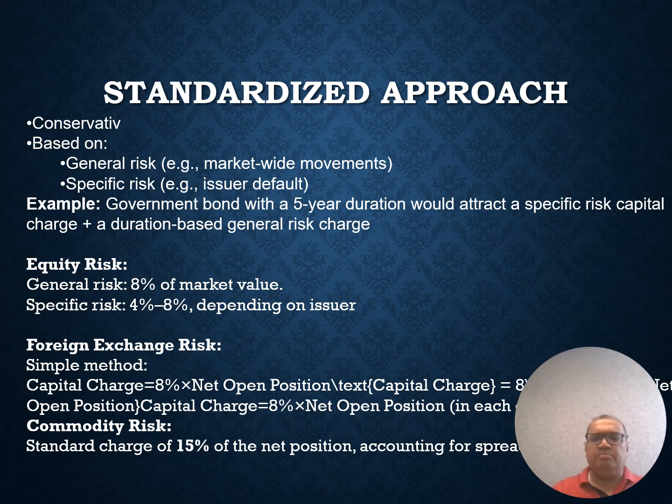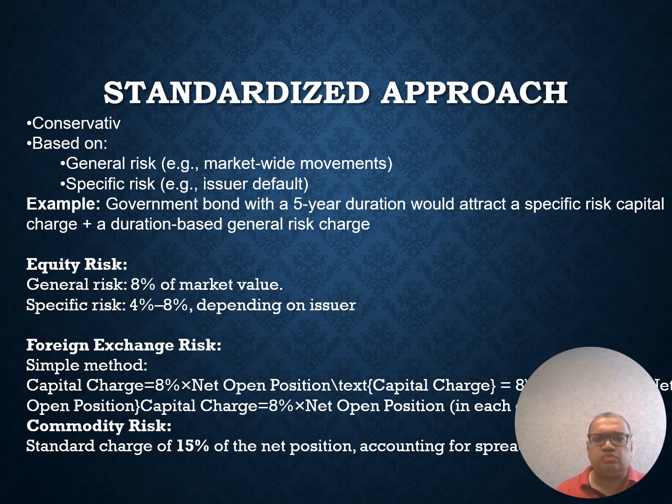And then, there were two approaches to calculate such exposures. One was the standardized approach. The other was the internal models approach. So let's understand them one by one. In the standardized approach, there was a general risk, market-wide movements, and then a specific risk, which is issuer default risk. We will see this with an example. For example, a government bond with a 5-year duration would attract a specific capital charge plus a duration-based general charge.